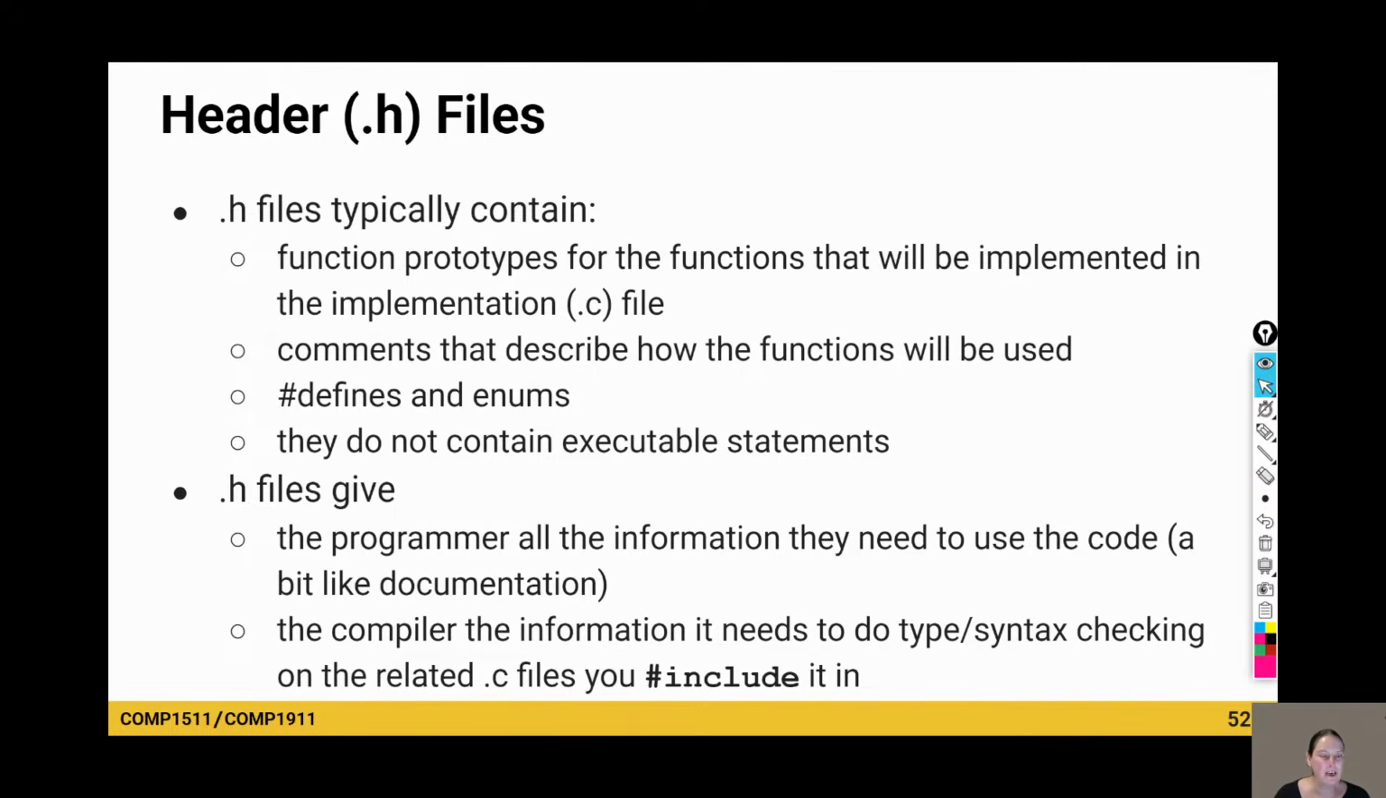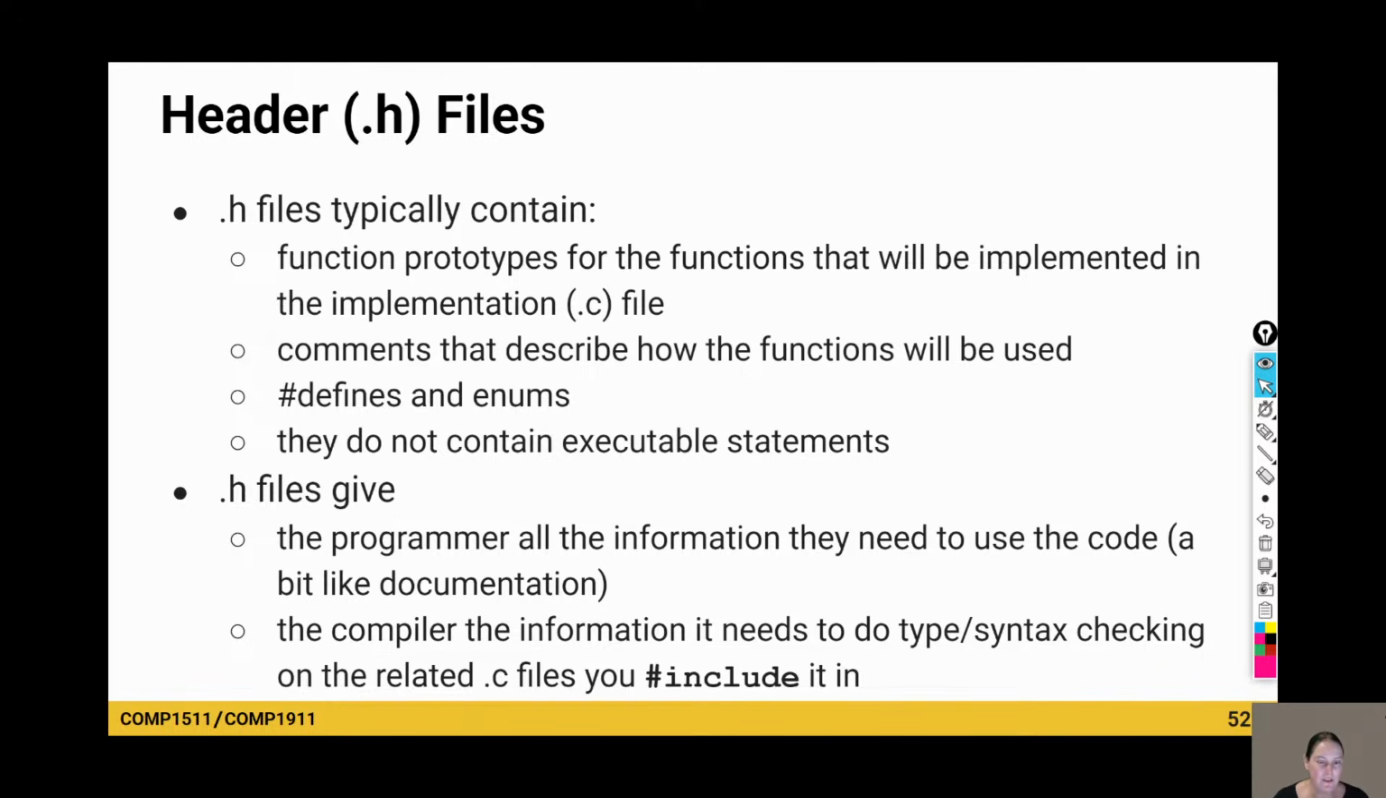Now, what do we put in our .h files? Typically, our .h files will contain prototypes of all the functions that we're actually going to implement in the .c file. Hash defines, enums, structs. So a lot of that stuff that we've been putting up the top of our main, if there's a lot of it and it's related, we could put that in a .h file and make it a little module.